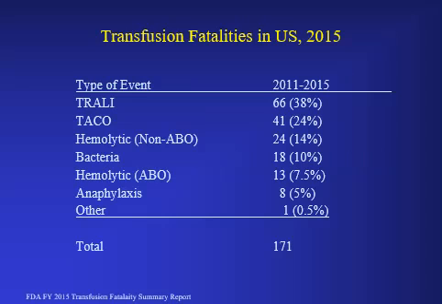This table shows FDA reported transfusion fatalities in the U.S. in 2015, and you can see that TRALI accounts for the largest single number, but there are about 6 different categories here. TACO is the circulatory overload, and then there's non-ABO as well as ABO hemolytic reactions, bacterial contamination, and anaphylaxis.